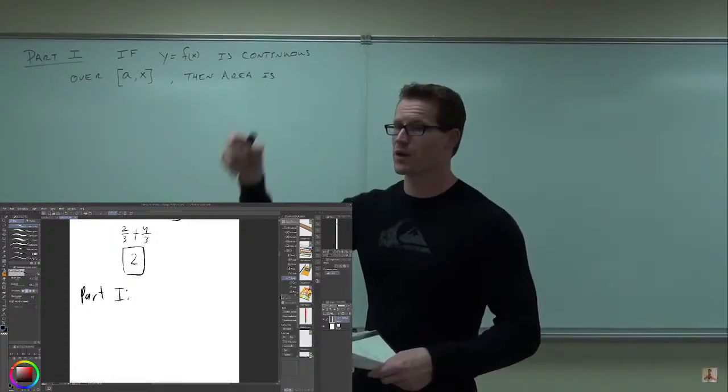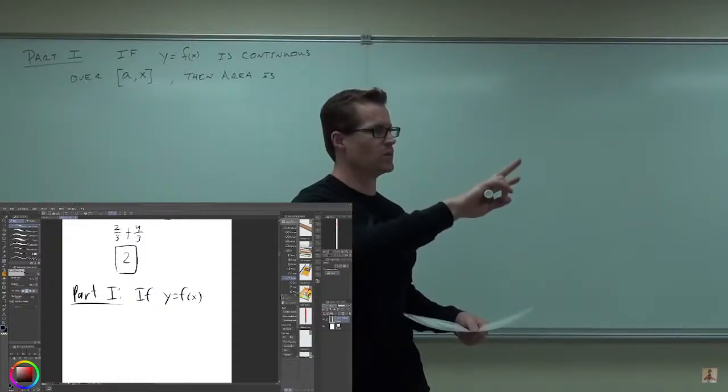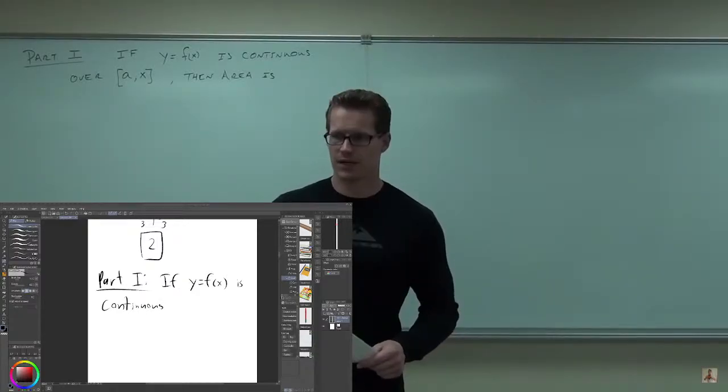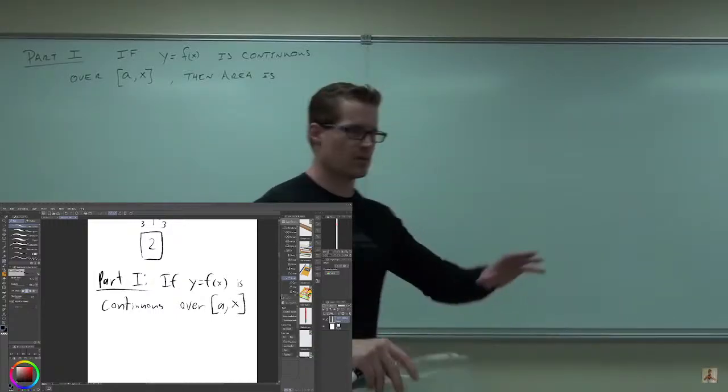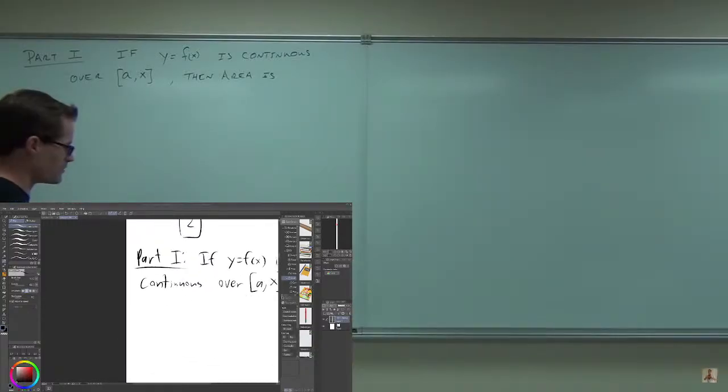Find the antiderivative, plug in b, find the antiderivative, plug in a, and subtract the two. That's the fundamental theorem of calculus part 2. Part 1 basically says that derivatives and integrals are inverses. It says one undoes the other. That's basically the idea in the most common, small sense I can make it.